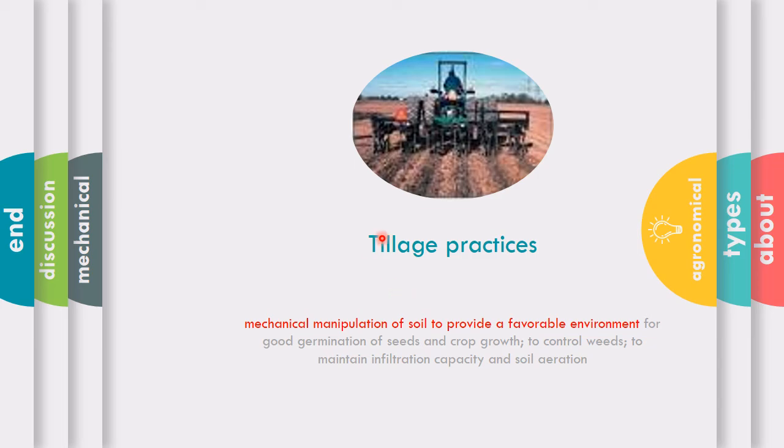So the next one, the third agronomical measure, is tillage practices. Tillage is the mechanical manipulation of soil to provide a favorable environment. We are doing some mechanical operations on the soil to make it favorable for good germination, to control weeds, to maintain infiltration capacity and to control soil erosion. For this purpose, tillage practices are followed.